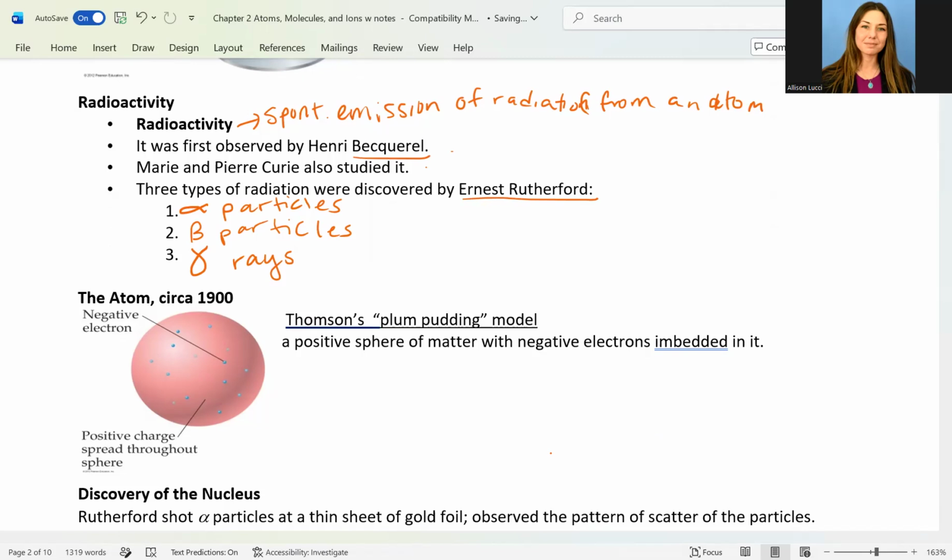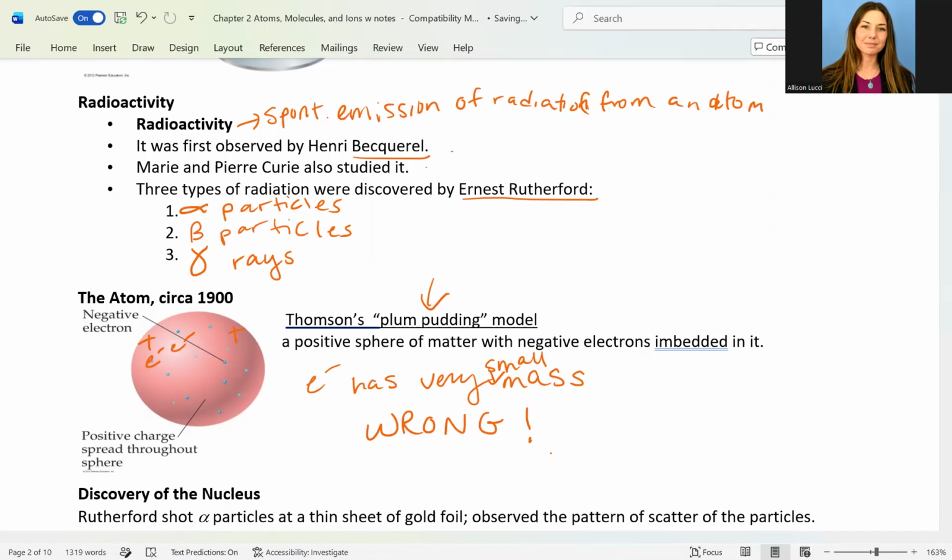And then Thomson, the same Thomson reference before, had this plum pudding model for an atom where he thought that there was a positively charged sphere with small negatively charged electrons embedded in it, scattered throughout. Mainly because there was the assumption that the electron has very small mass, so it probably didn't take up much space. But this was wrong. This was discovered to be wrong later on, this plum pudding model.